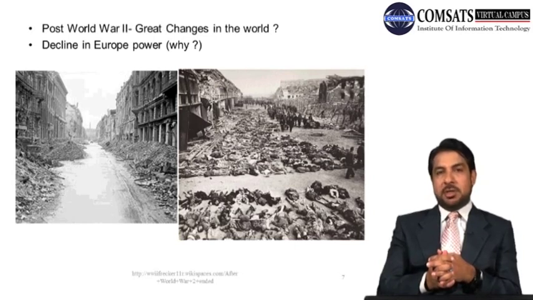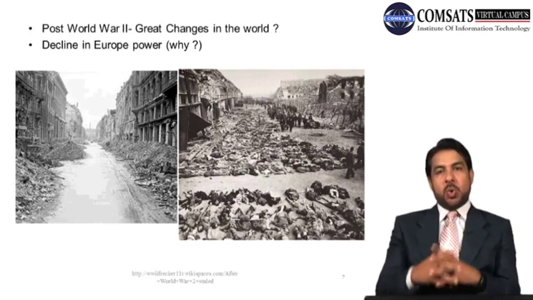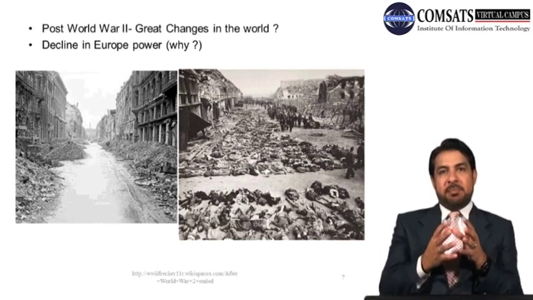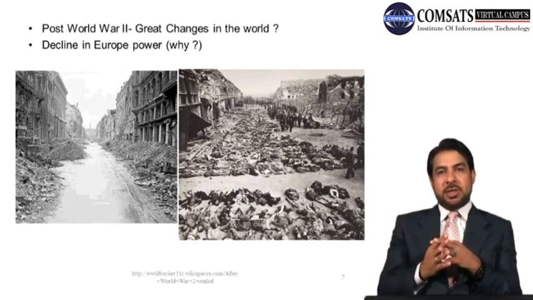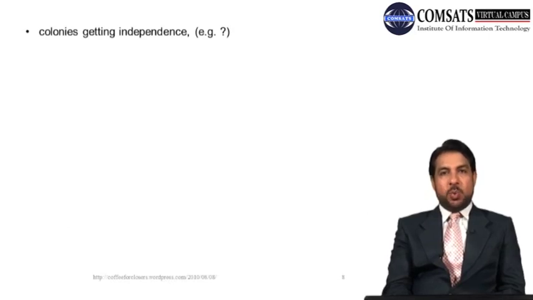You can only see army, you can only see military men, but where is the nation? Where are the people? So if this was the effect of the world war, how could the European states maintain or control their colonies? They had to come back and rebuild their own nation and their own country. That was the objective. So because Europe was getting weak, the colonies started getting independence.